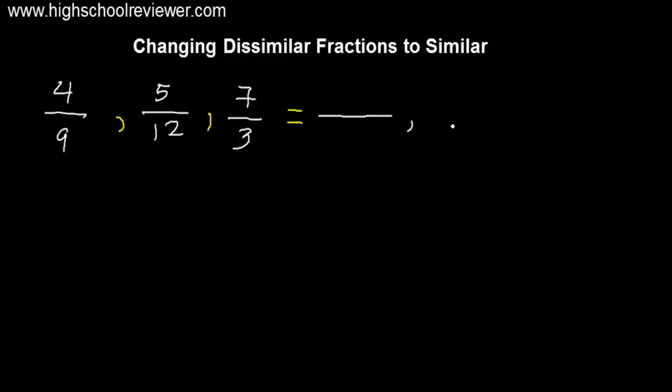Our next problem, we have 4 over 9, 5 over 12, and 7 over 3. To change these to similar fractions, we will get the LCD, which is also the LCM of the 3 denominators. The LCM, or the lowest common multiple of 9, 12, and 3 is 108. 108 now is our lowest common denominator.